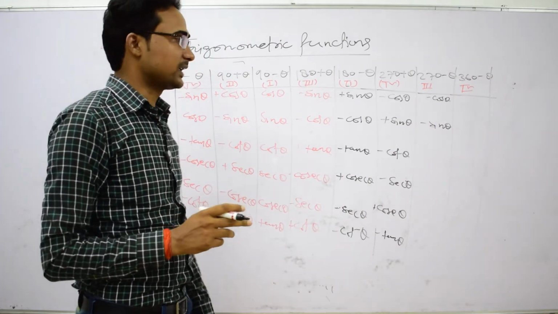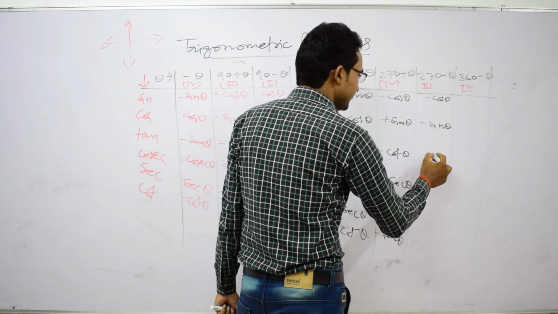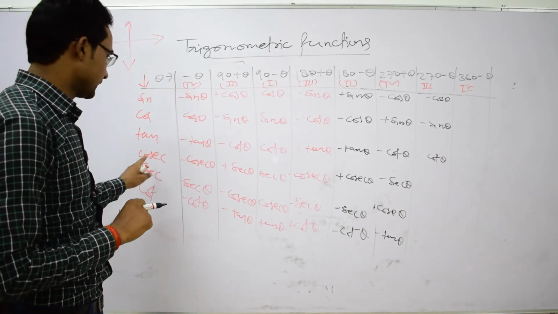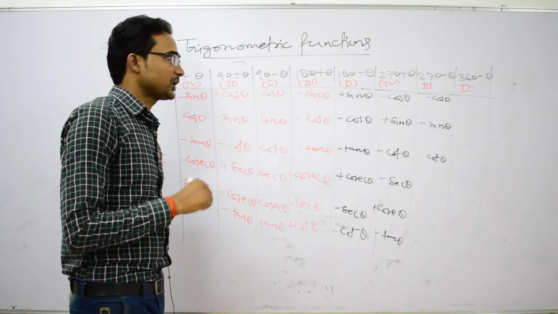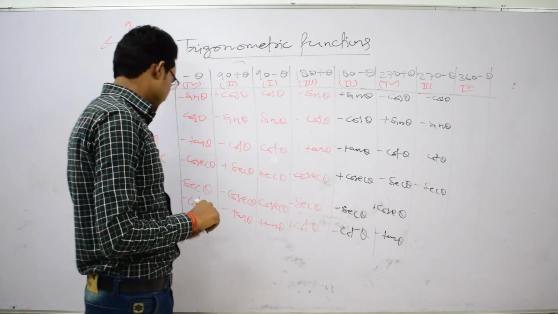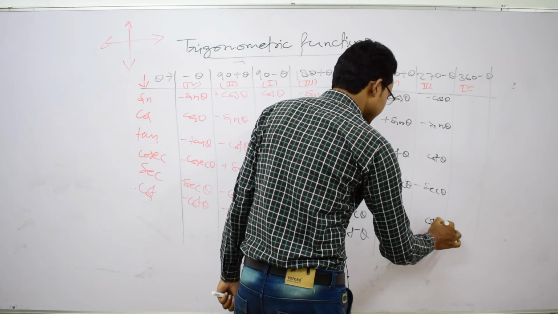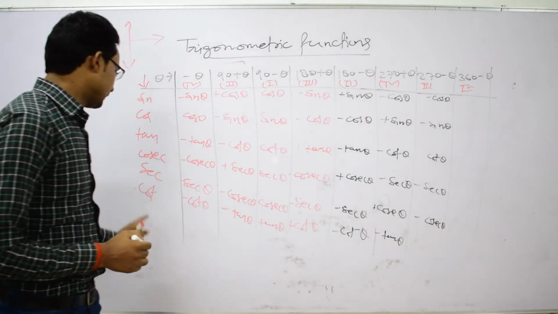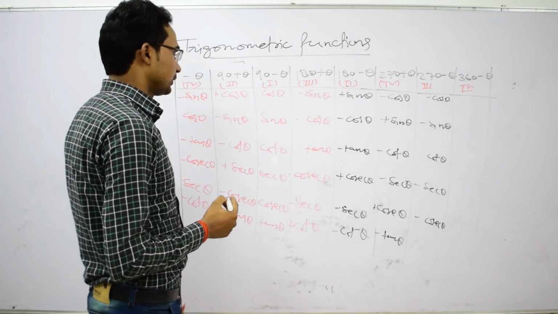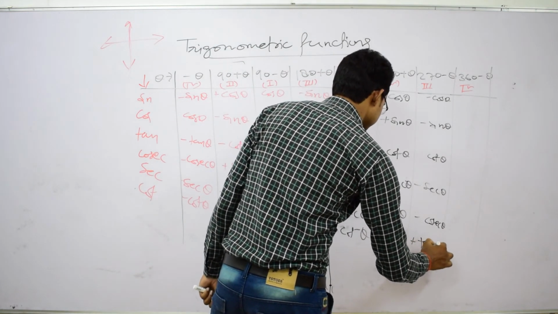Now, tan 270 minus theta will be cot theta and positive, because tan is positive in the third quadrant. Now, cosec 270 minus theta, cosec will be in sec form with a minus sign. Sec 270 minus theta will be cosec theta with a minus sign. Finally, cot will be positive, because in the third quadrant cot is positive. So cot 270 minus theta will be plus tan theta.